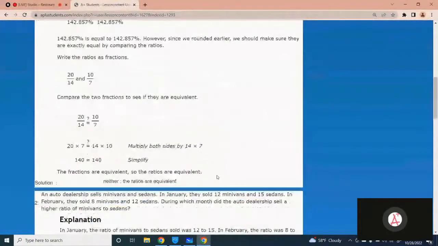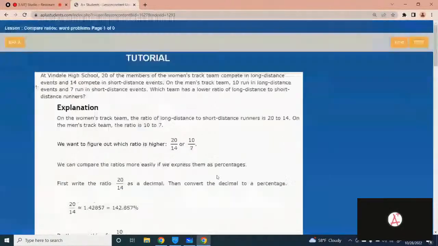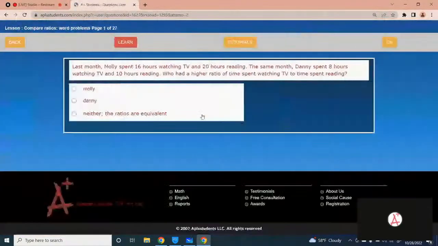Okay, let's start with the test. Last month Molly spent 16 hours watching TV and 20 hours reading. So it would be 16 by 20. The same month, Danny spent 8 hours watching TV and 10 hours reading. Who had a higher ratio of time spent watching TV to time spent reading?